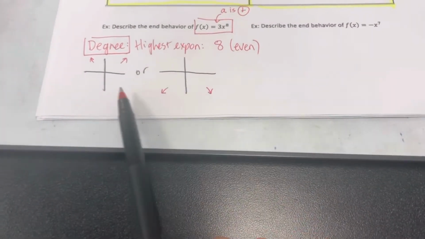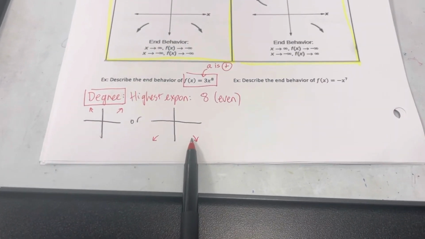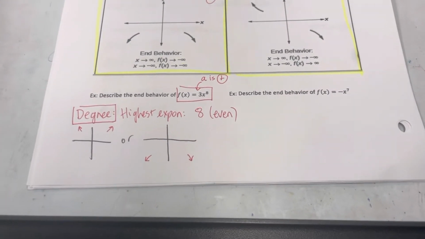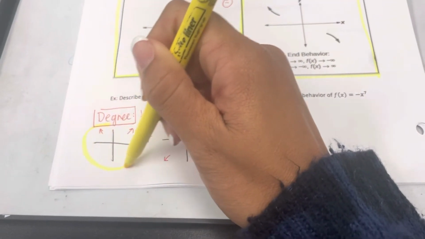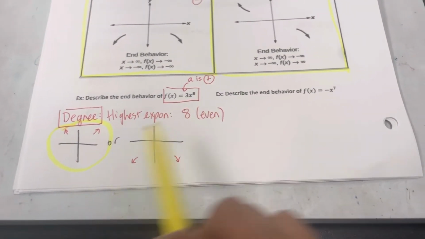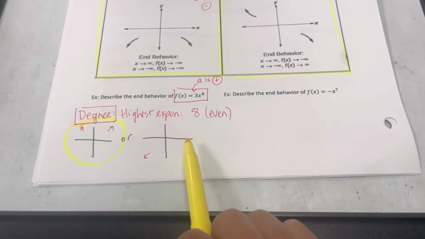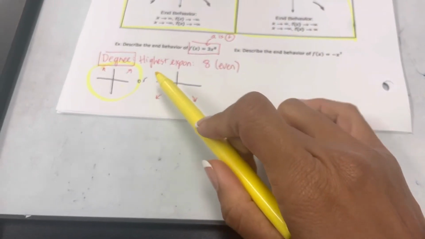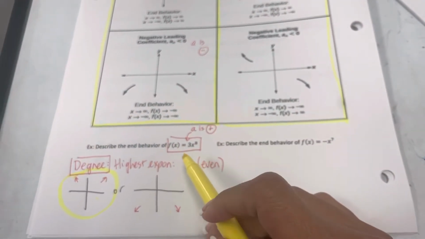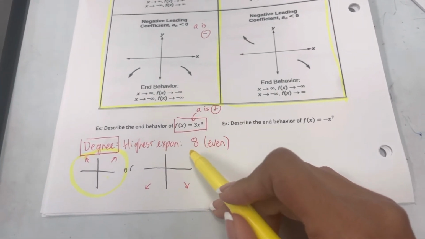So in this problem, is it going to be the first one or the second one? The first one. And why the first one? Because the degree is even, so it's going to be this one or this one. But why would it be pointing upwards? Right, because the coefficient is positive. Is everyone okay with that?